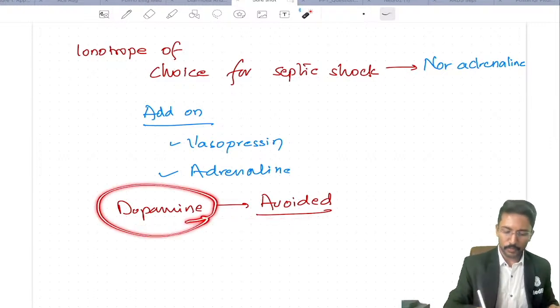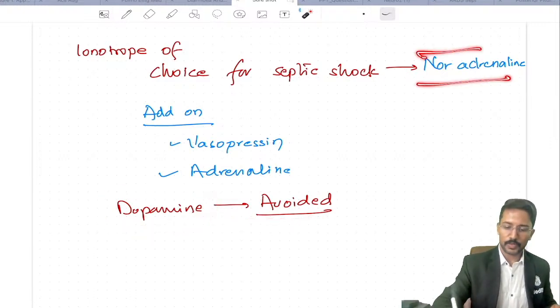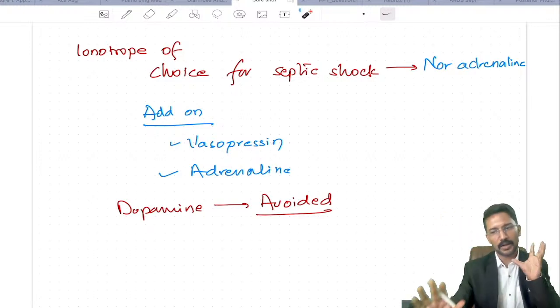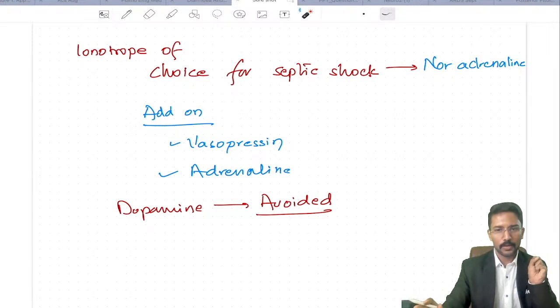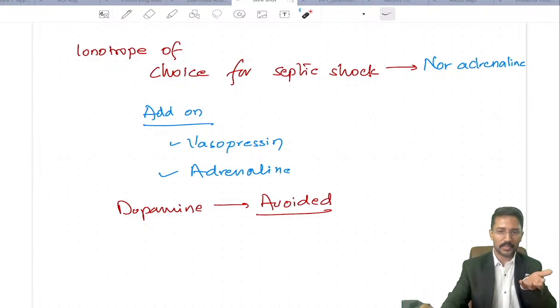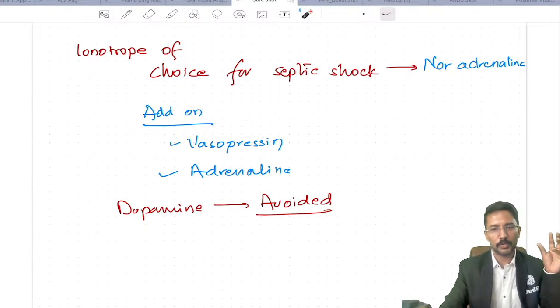Why are we avoiding dopamine and why is noradrenaline preferred? See, septic shock is a high cardiac output state, or it is a distributive shock where the heart is overworked. Peripheral tissues are not getting blood anyway, but the heart is still doing overwork. Now, heart rate will be very high in patients with septic shock. Like you have already heard about SIRS criteria, right? There sometimes you used to talk about the heart rate. In septic shock, heart rate will be very high.